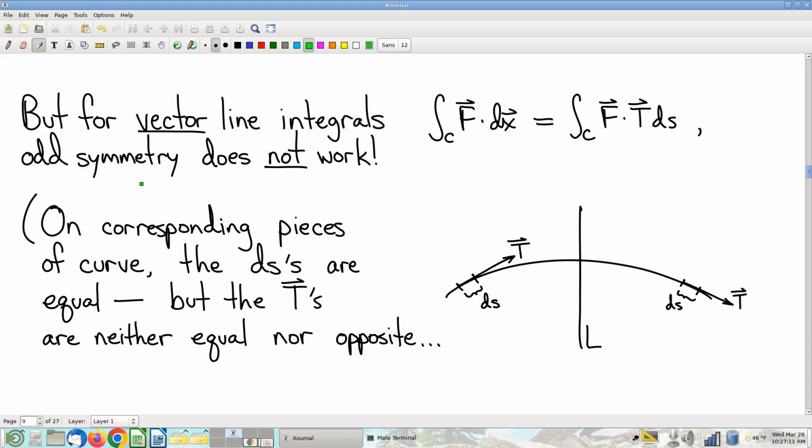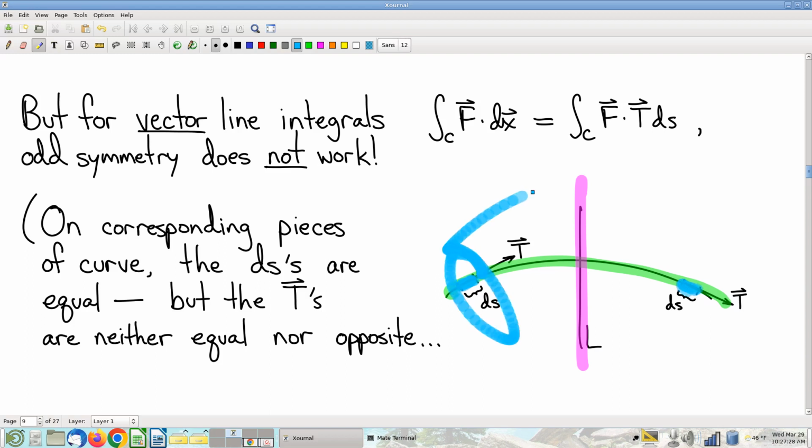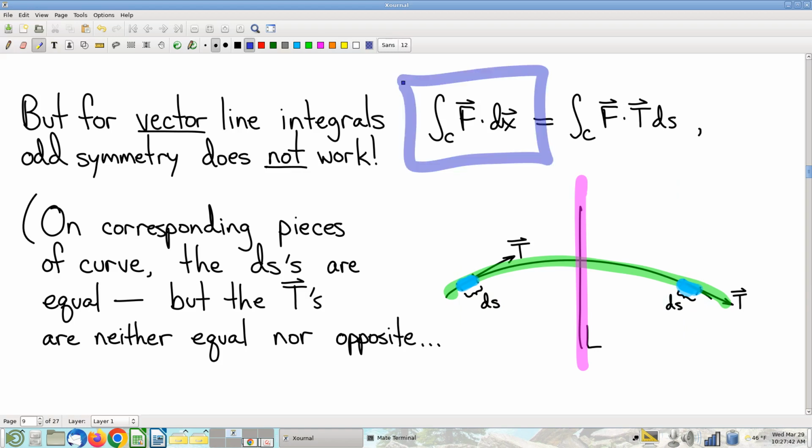For a quick intuition of why that is, here is a curve. My attempt anyway at drawing a curve that's symmetric over a line. And you can see that I could chop this up into little pieces, and I could talk about this piece and that piece being reflections of each other. And these have the same ds. Sure, they're the same size. But don't forget, when you're talking about a vector line integral, there's also this dx thing. Dx, of course, is T ds.